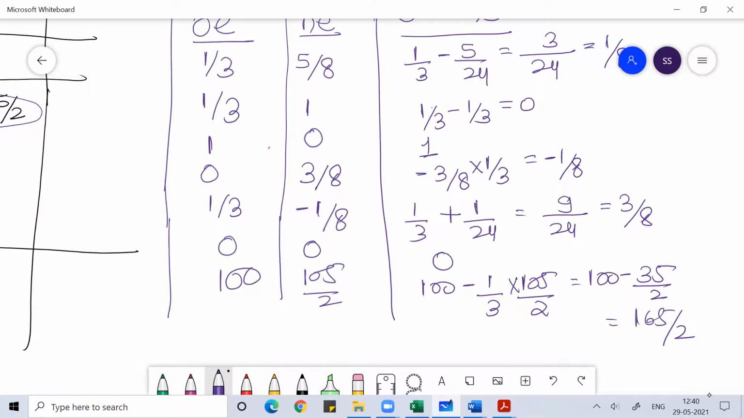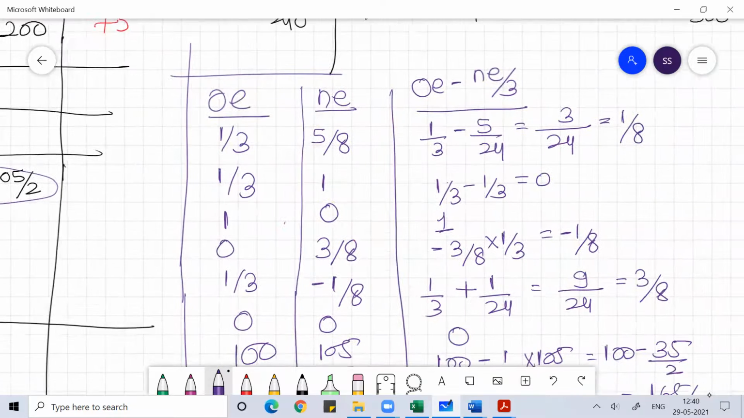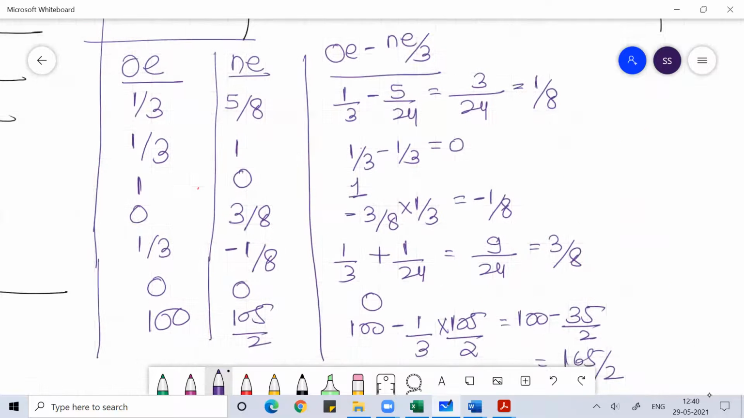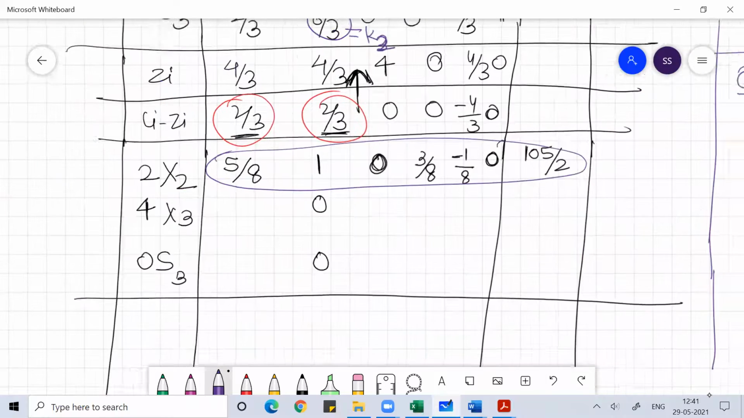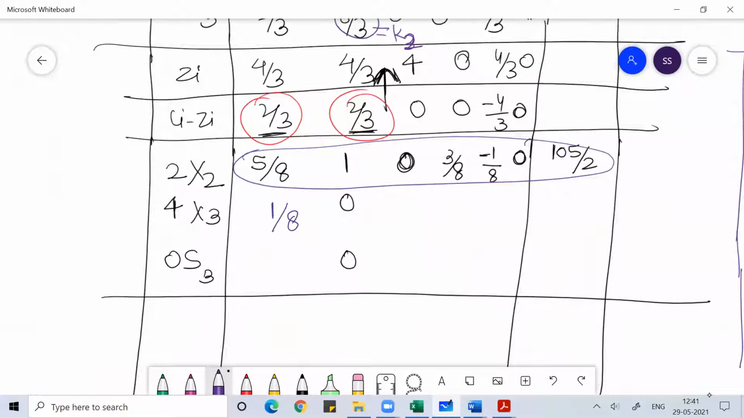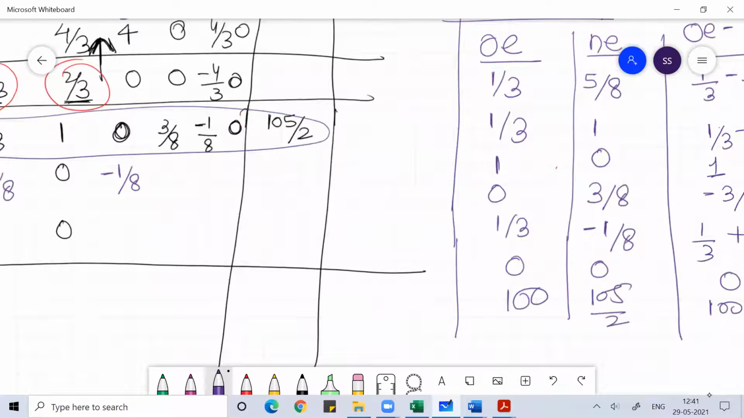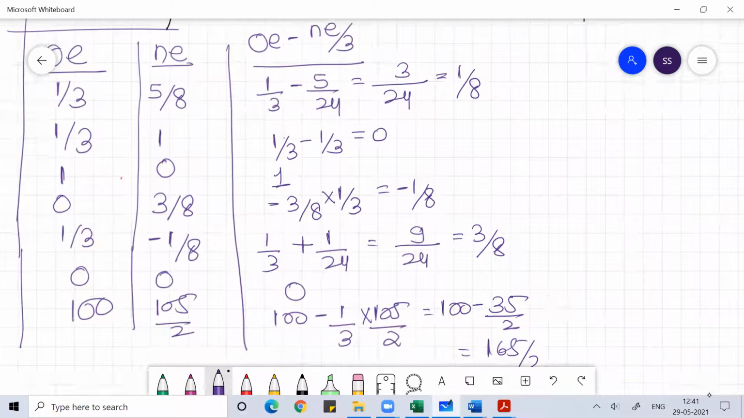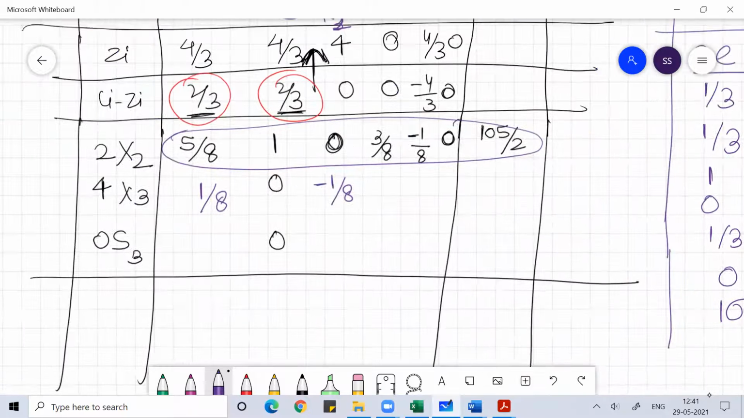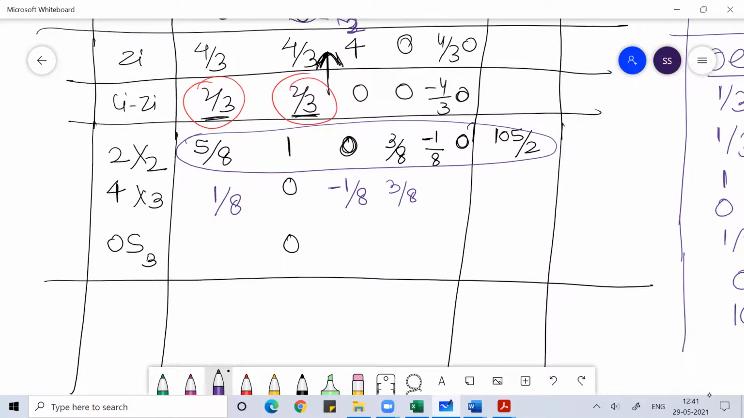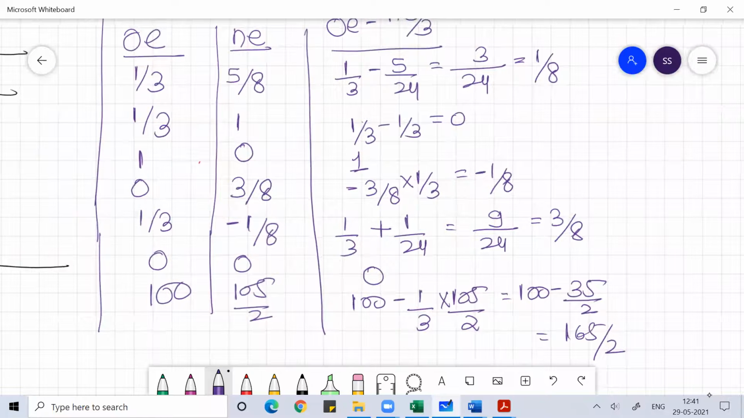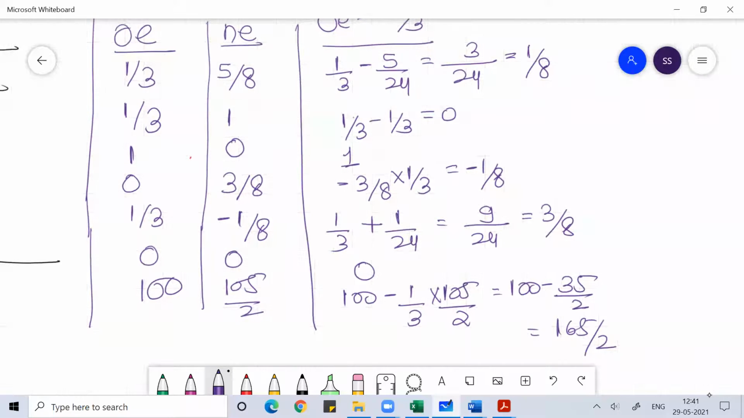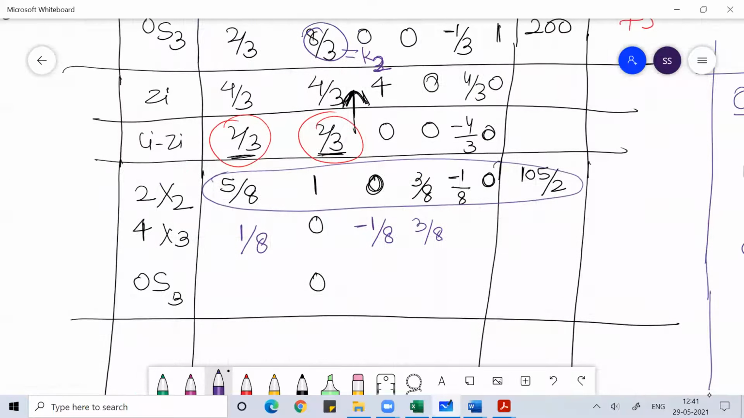Okay. So you got this value, right? Now you can put this value here. Once you get this value, your constant was 1 by 3. So this is 1 by 8, 0, minus 1 by 8, 1 by 8, 0, minus 1 by 8, 3 by 8, 3 by 8, then 0, 165 by 2, 0.